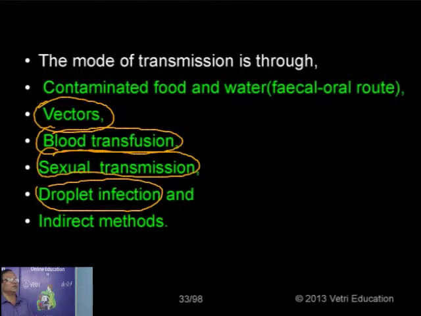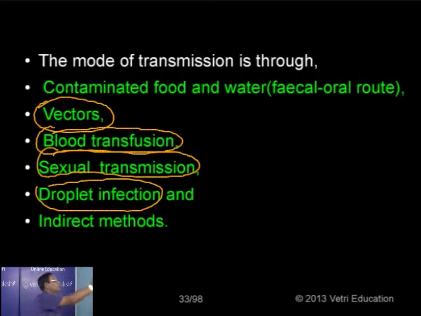AIDS, you know that one, a dangerous sexually transmitted disease. Or we have syphilis or gonorrhea, all being transmitted only by sexual contact, from male to female or female to male. The diseases are called sexually transmitted diseases. And finally, these are all what are called the direct methods. The agents are directly transmitting the disease from one to another. That's why these are called the direct agents.